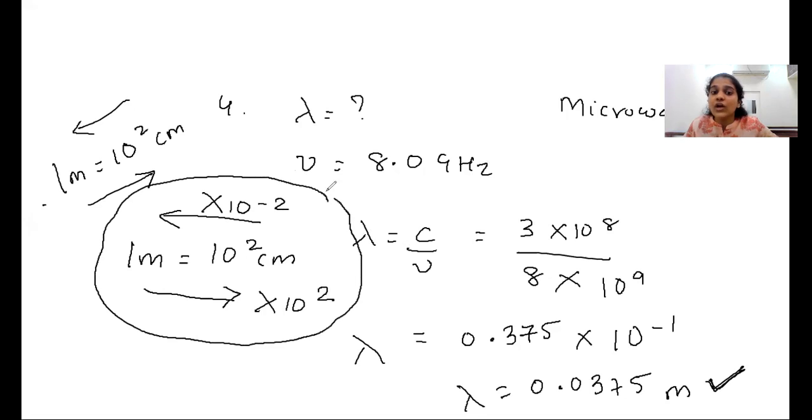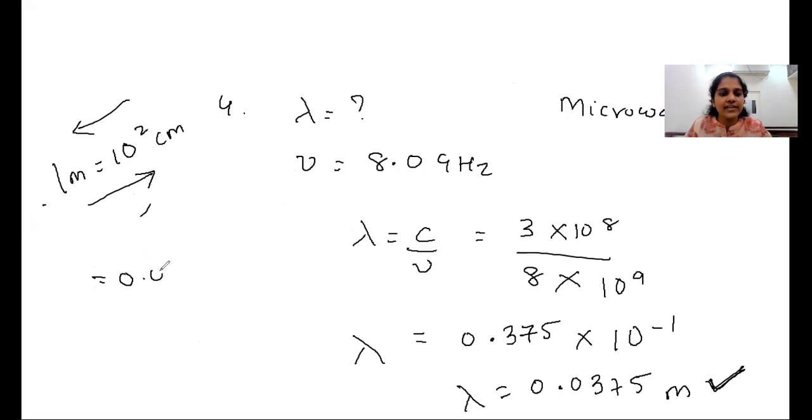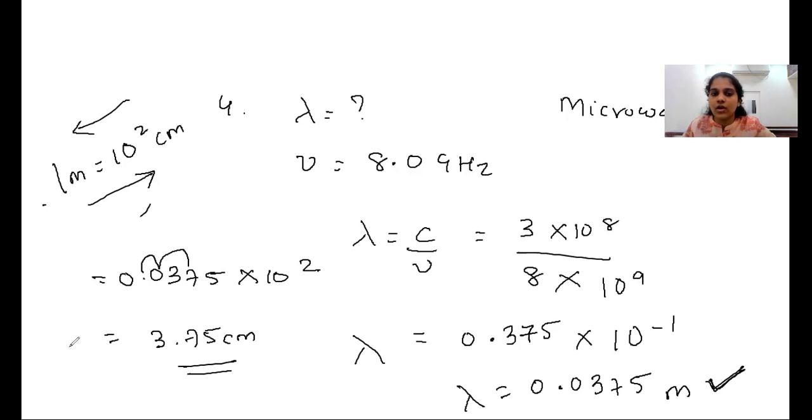See, now here I have to go from meter to centimeter. So what will I do? I will multiply by 10². Okay, fine. I hope you are understanding. So here, let me just quickly erase this. Just 1 second, students. All right. So here, 0.0375 into 10 raised to 2, because I have to go from meter to centimeter. So 2 place shift will happen. So 3.75 centimeter is my final answer for lambda. Okay, fine. Everyone, please let me know if you understood this fourth sum.